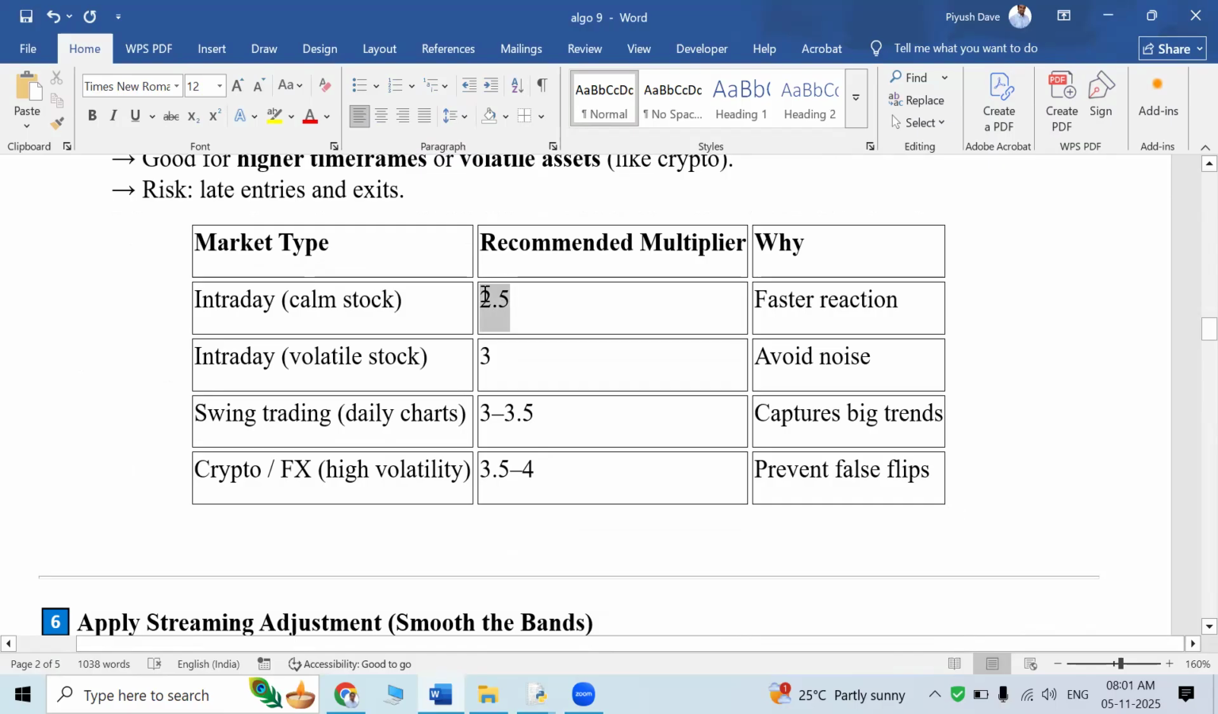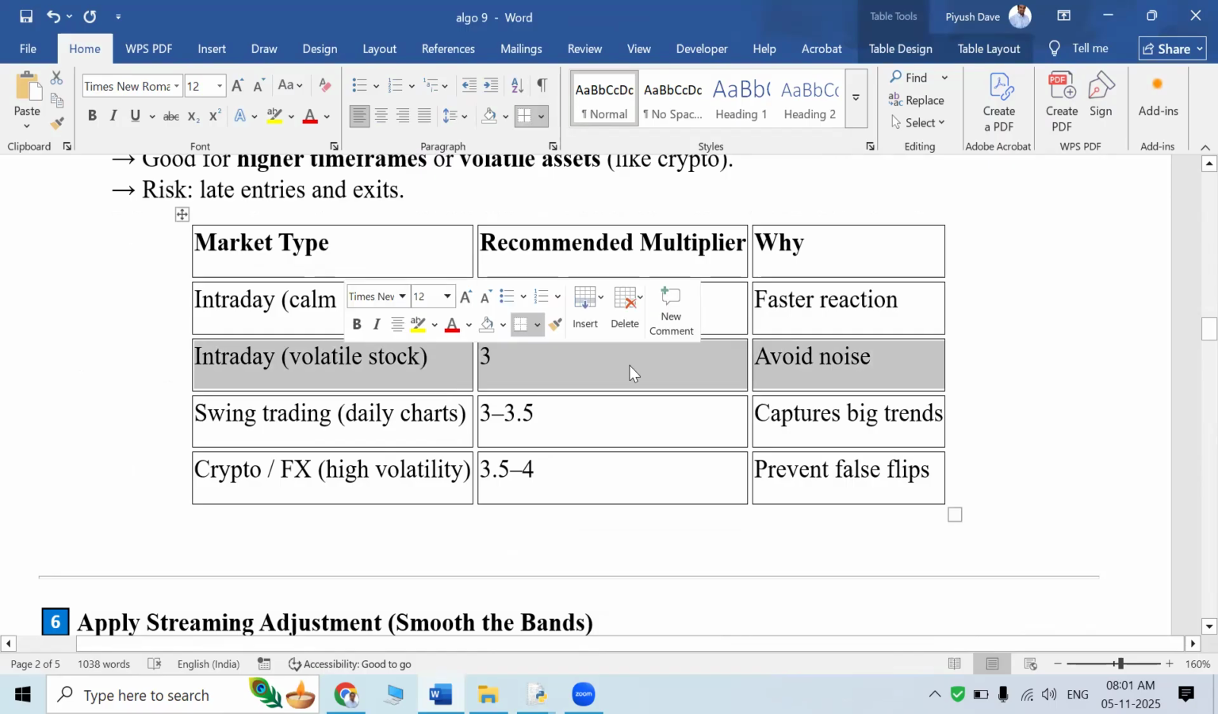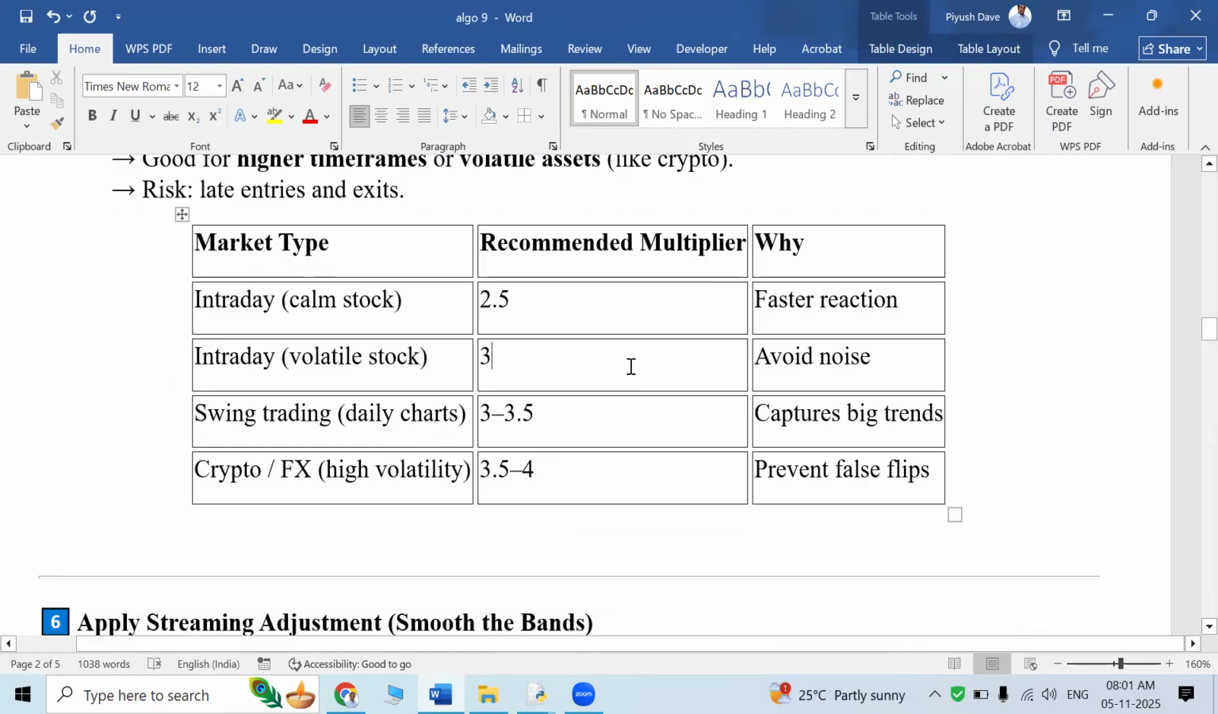For intraday, we can have 2.5. For volatile, we can have 3. So 3 is basically to avoid the faster noise, or we can say avoid proper noise. So that's why we have taken the value as 3.